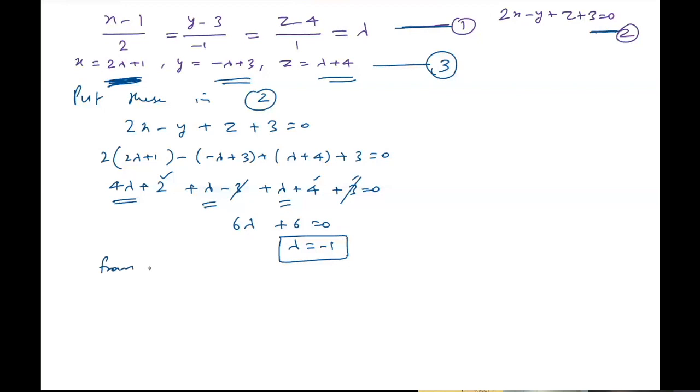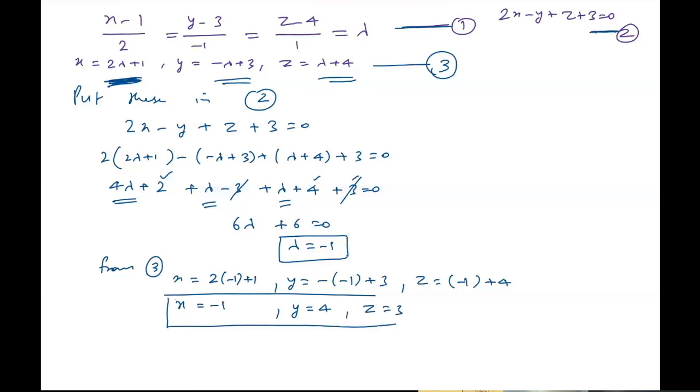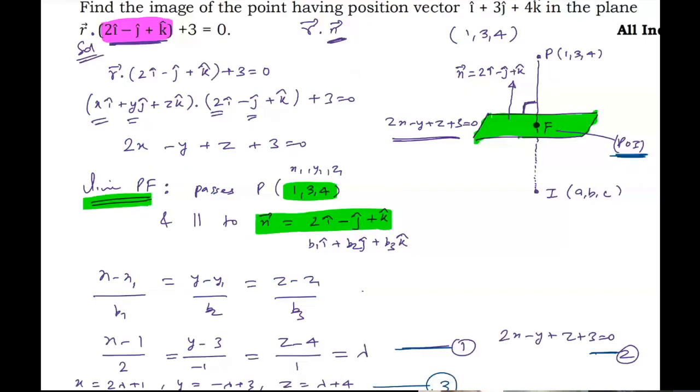So from third, x equals 2 lambda plus 1, y equals minus lambda plus 3, and z equals lambda plus 4. So instead of lambda, we will be writing minus 1. Solving it, x is minus 1, y is 4, and z is 3. So this is the point of intersection of line and plane. And in the figure, it is clear that the point of intersection of line and plane is nothing but the foot of perpendicular, F. So we got this point.